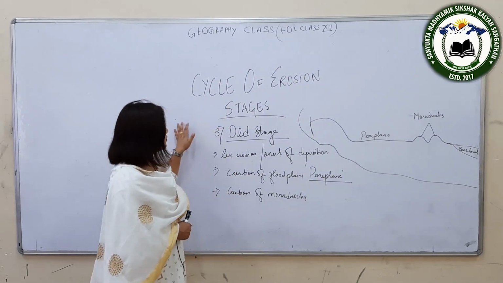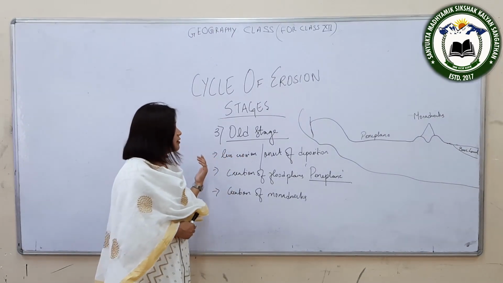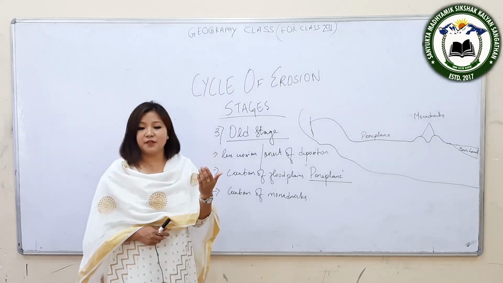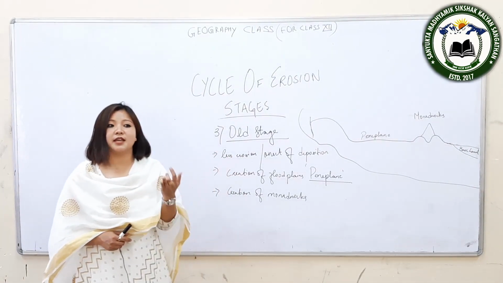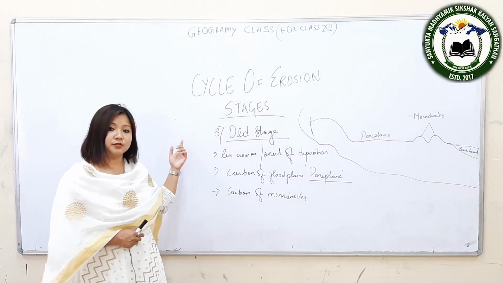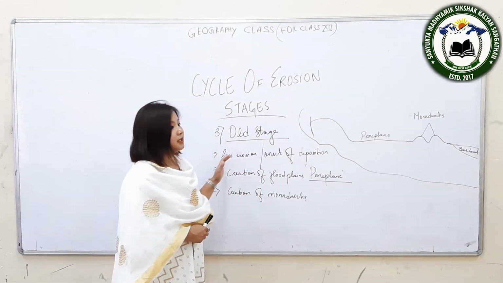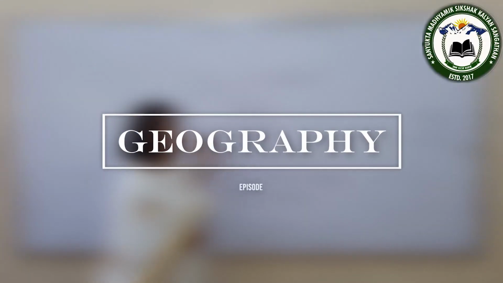So apart from the stages, the premises, the concept of cycle of erosion has been criticized, and also it has been referred by many geomorphologists. So there are positive and negative aspects of this concept of cycle of erosion, for which you could refer to your textbook, and after referring you could relate the positive and negative aspects with the concept which I have explained.